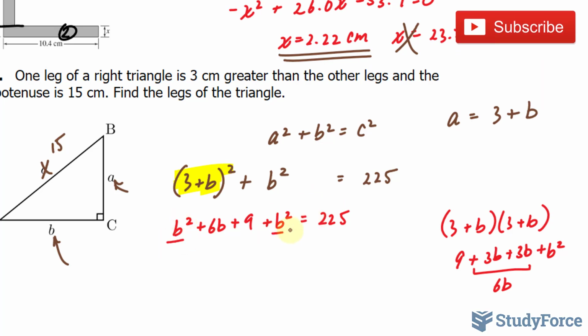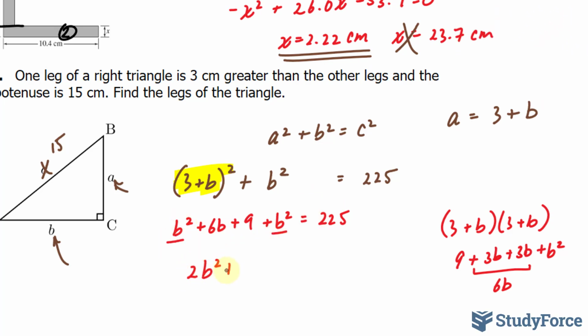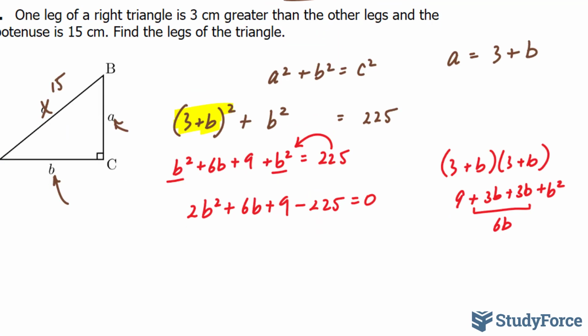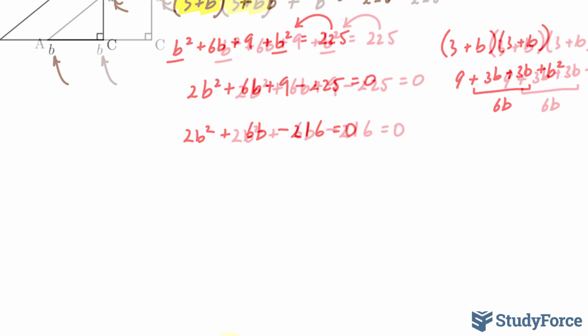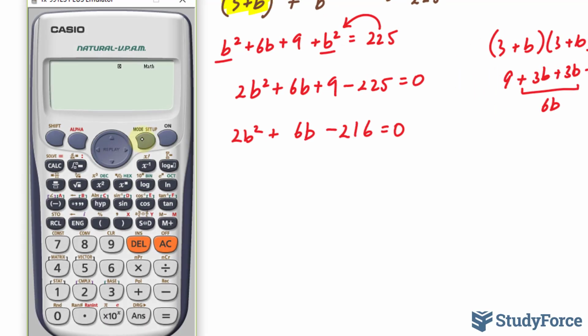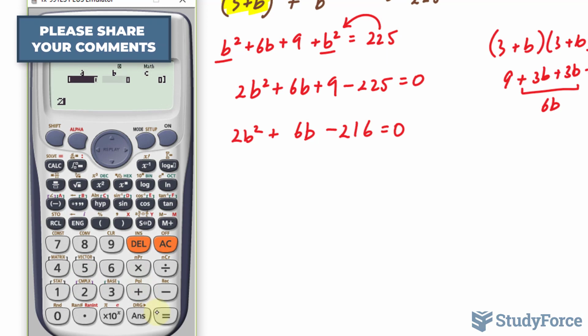In fact, we can combine these. We end up with 2b squared plus 6b plus 9. And I can take this term over to the other side because I want to solve for b. As you can see, 9 and negative 225 can be combined as well. That becomes negative 216, 6b plus 2b squared. We have set up our equation. Now all we have to do is find the values of b. Let's use our calculator again for the quadratic formula. 2, 6, and negative 216.